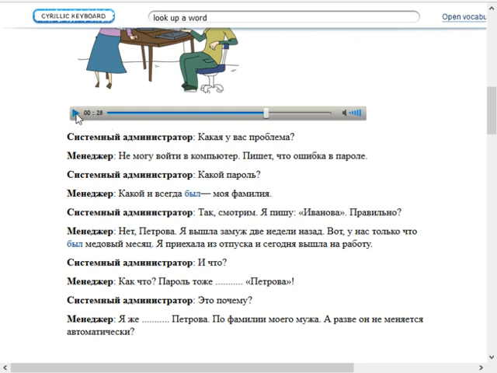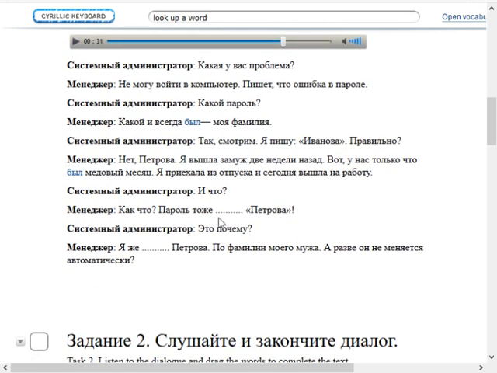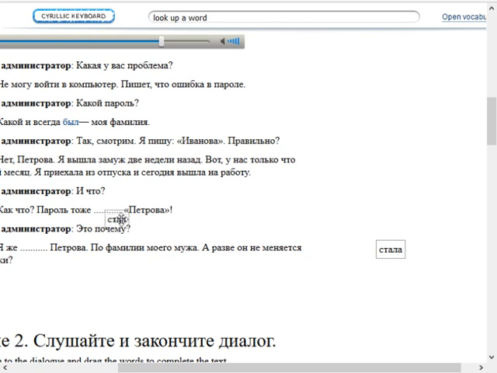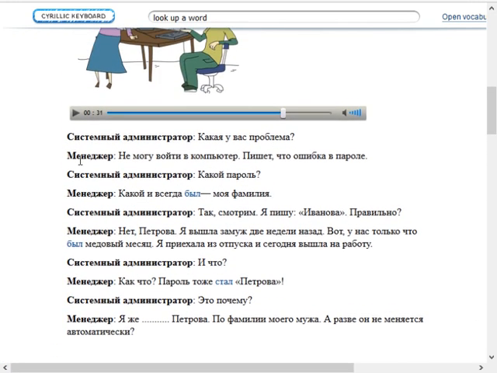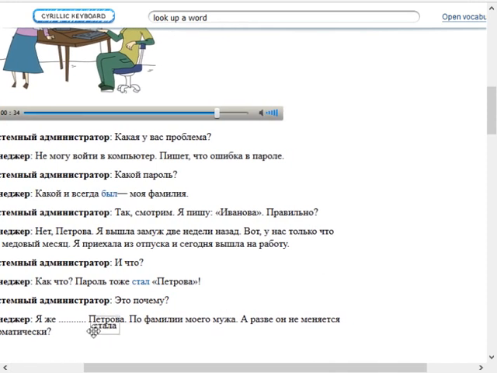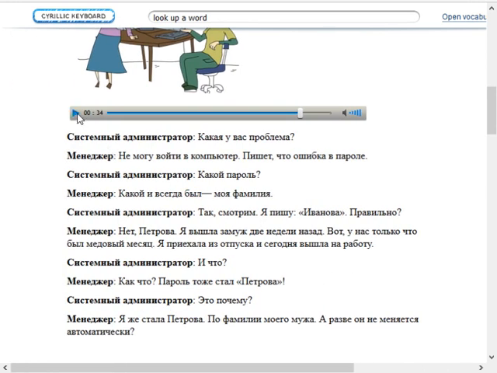И что? And so, and what, basically, like, so what? Как что? What do you mean, so what? Пароль тоже стал Петрова. The password also became Petrova. Это почему? Why? Я же стала Петрова. I became Petrova. По фамилии моего мужа. Per the last name of my husband. А разве он не меняется автоматически? Doesn't it change automatically? No, it doesn't.